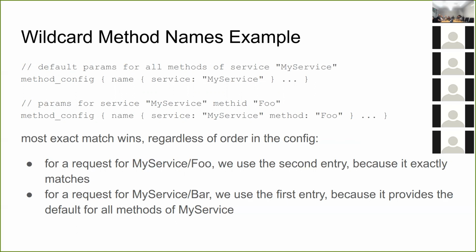And so the rule here is that the most exact match wins, regardless of what order they are in the config. So if we get a request for method foo, we're going to use that second entry because it exactly matches. If we get a request for method bar, we'll use the first one because we don't have a specific one for bar, and we therefore fall back to using the wildcard one.